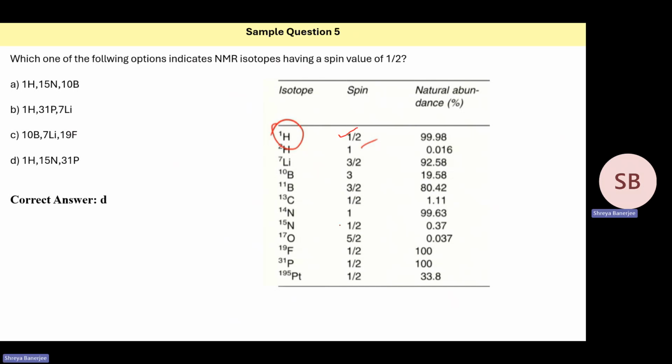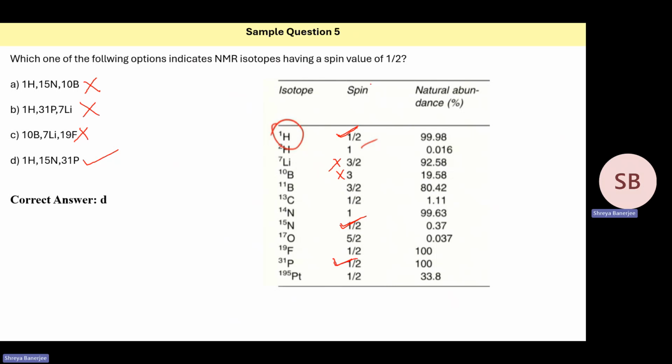15N also has a spin value of half, but 10B has a spin value of 3. So this is crossed out. Then 31P has a spin value of half, but 7Li has a spin value of 3/2. So this option is also cancelled out. Here again 10B, 7Li, these are not half, this is cancelled out. So the correct answer is 3, which is 1H, 15N, and 31P.